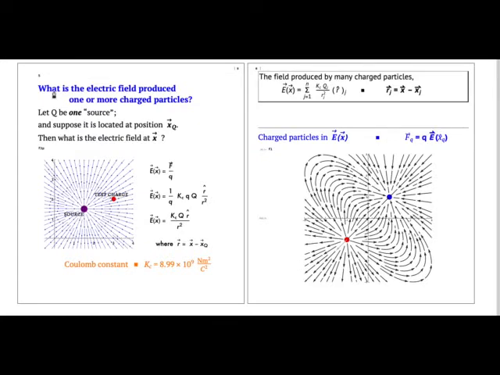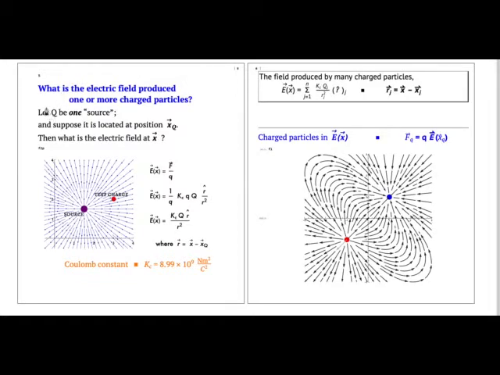Now, where does the electric field come from? Well, it turns out there are several ways in which nature can create an electric field, but the simplest way, and what we'll be talking about in this chapter, is that the electric field is produced by one or more charged particles. When the electric field is constant in time, there must be a charge which is creating it. So that's called the electrostatic field.